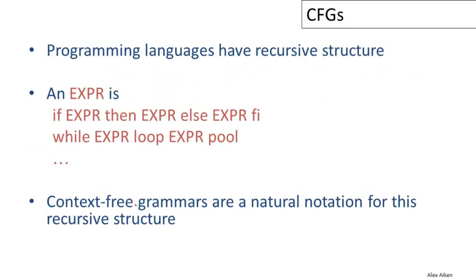Now, we've also discussed that programming languages have a natural recursive structure. So, for example, in COOL, an expression can be any one of a very large number of things. Two of the things it can be are an if expression and a while expression. But these expressions are themselves recursively composed of other expressions. So, for example, the predicate of an if is itself an expression, as is the then branch and the else branch. And in a while loop, the termination test is an expression, and so is the loop body. And context-free grammars are a natural notation for describing such recursive structures.